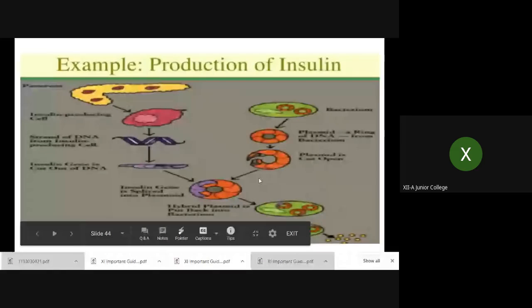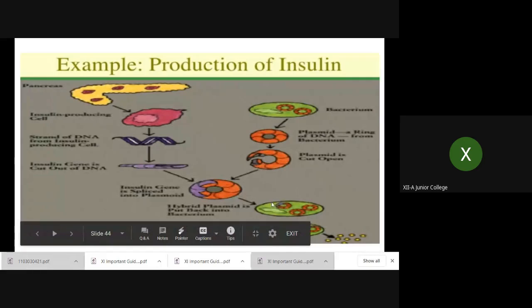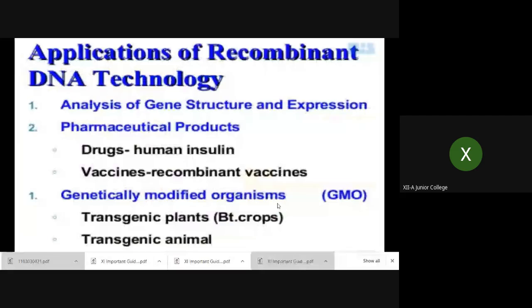See here in this cell, you can see these are the two. One of these is removed, where the gene of interest, the insulin production gene, is inserted, and again it is introduced in that cell. Or you can introduce it in another bacterial cell also. This is the cell with the plasmid having the gene of interest called insulin, and this bacterium now can make copies of human insulin. So many more copies of human insulin are produced.